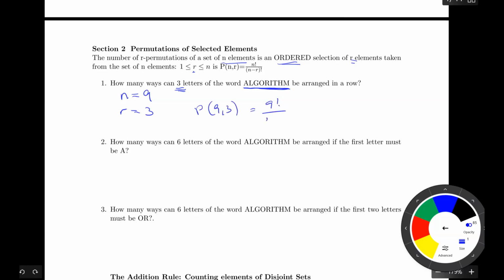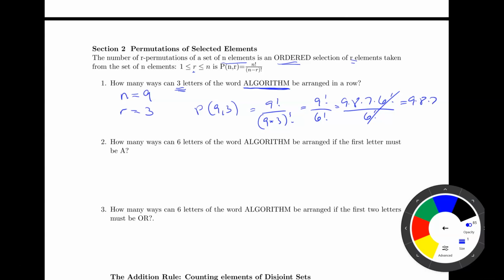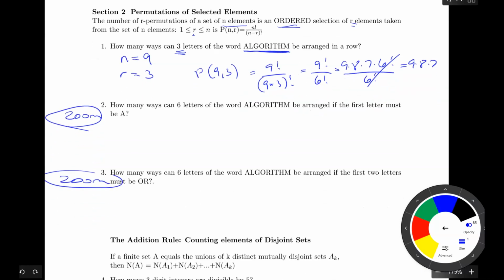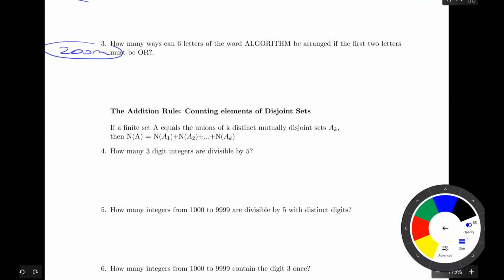So 9 factorial over 9 minus 3 factorial, and you remember your work with factorials before, right? So this would be 9 times 8 times 7 times 6 factorial, so the factorials would cancel, and you get 9 times 8 times 7. Okay, so I will let you play with these two, because these are pretty straightforward, I think. I don't need too many examples of that one.